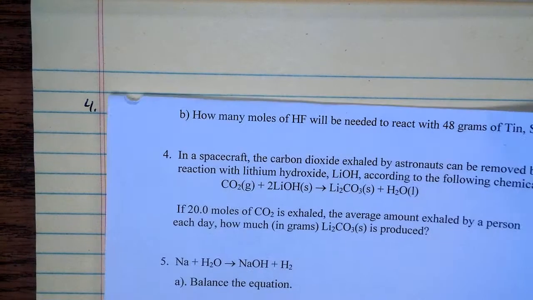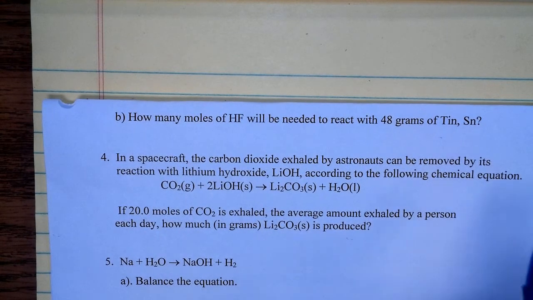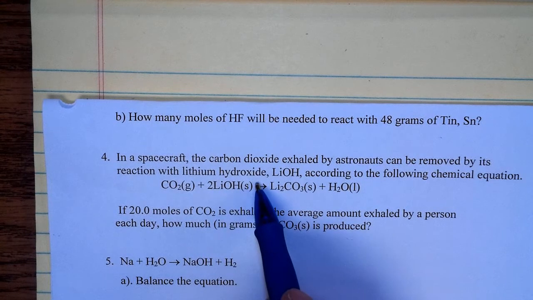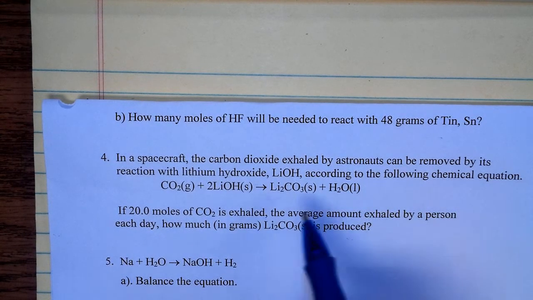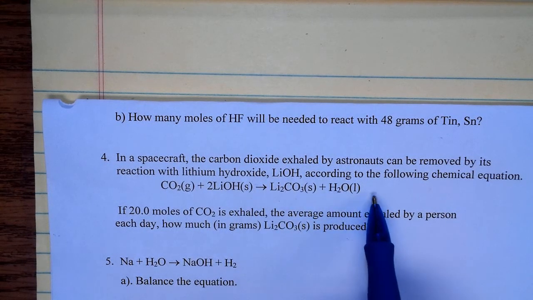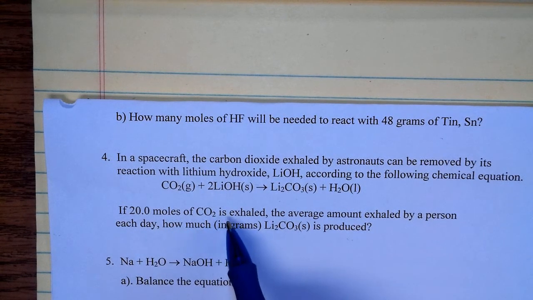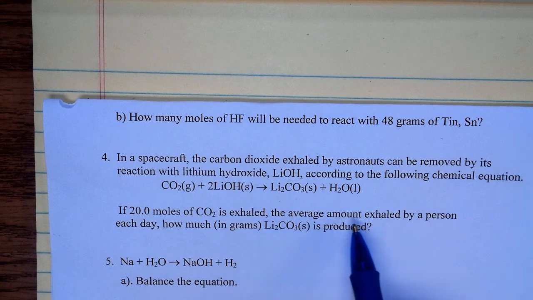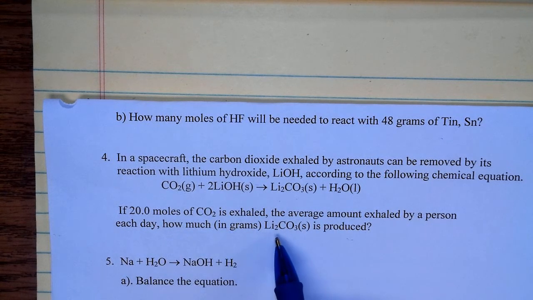We're on question 4. In a spacecraft, the carbon dioxide exhaled by astronauts can be removed by its reaction with lithium hydroxide, LiOH, according to the following chemical equation. CO2 reacts with 2LiOH to produce lithium carbonate plus water. If 20.0 moles of CO2 is exhaled, which is the average amount exhaled by a person each day, how much in grams of Li2CO3 is produced?